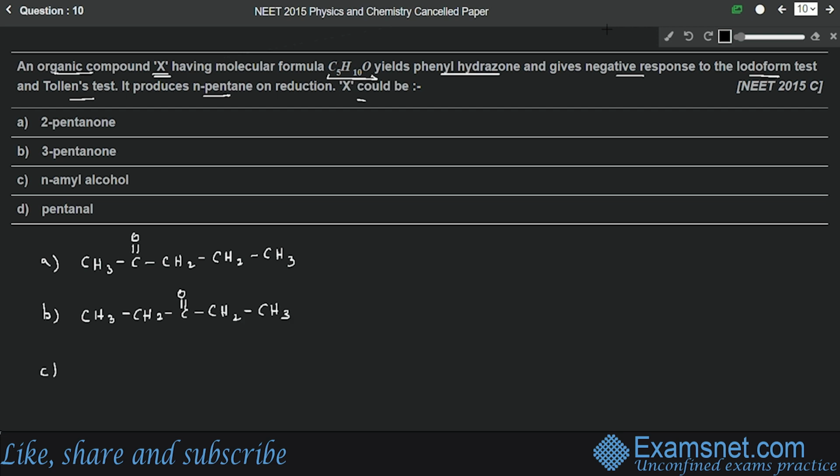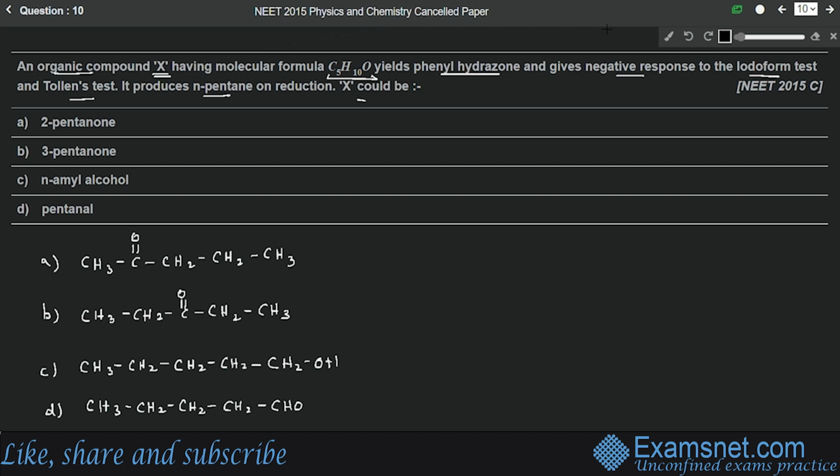Third option is n-amyl alcohol. So it will be CH3, CH2, CH2, CH2. How many total carbons should be there in n-amyl alcohol? 5 carbons. Okay, so 1, 2, 3, 4, and then one more CH2OH. This is n-amyl alcohol. And then the last option is pentanal. So 5 carbons, CH3, CH2, CH2, CH2, and then CHO. This is pentanal. Now, let's come to the question.